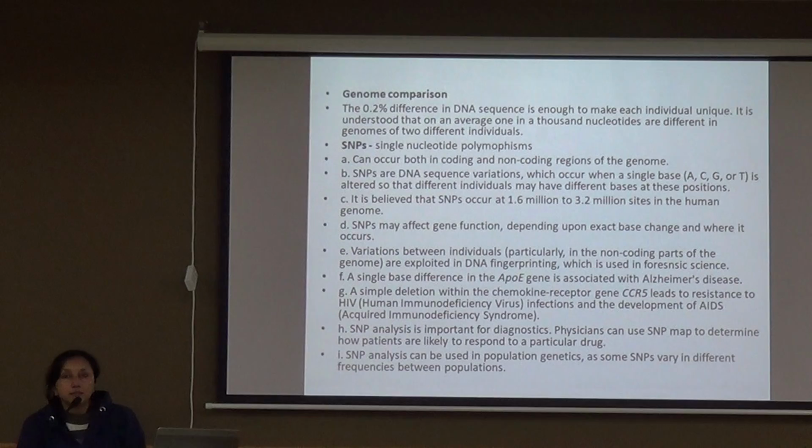What are SNPs? SNPs are single nucleotide polymorphisms. What do you mean by polymorphism? Poly means many. Morphism means form. So, single nucleotide polymorphism means many forms existing in nucleotides.